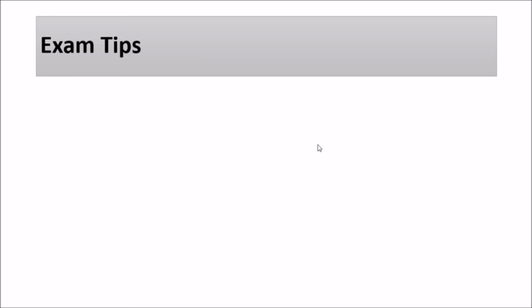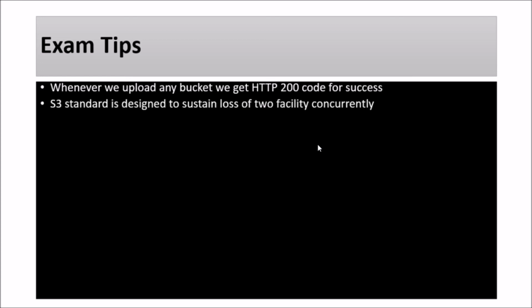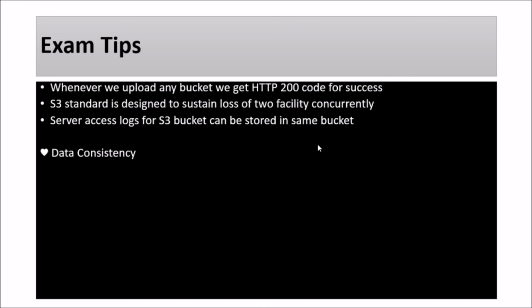Okay, so what are the exam tips? Please bear in mind a few points which are very important for the exam. Whenever we upload an object to a bucket, we get an HTTP 200 code of success. S3 standard is designed to sustain loss of two facilities concurrently. Server access logs for an S3 bucket can be stored in the same bucket. We can also upload them to a different bucket and to the same bucket.